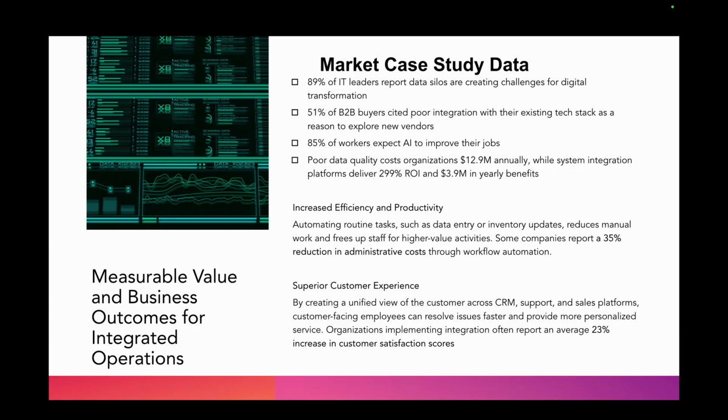And then finally, poor data quality costs organizations around $12.9 million annually, according to this one report, while system integration platforms deliver over 299% return on investment and $3.9 million in yearly benefits. So the losses are real, in the cost structure of different organizations that don't have these systems connected. And once you do get them connected, the return can be quickly measured and tracked, as long as you've set it up correctly and set up the way to track it, so you know what positive benefit has happened within the team and can report it back to your management teams.